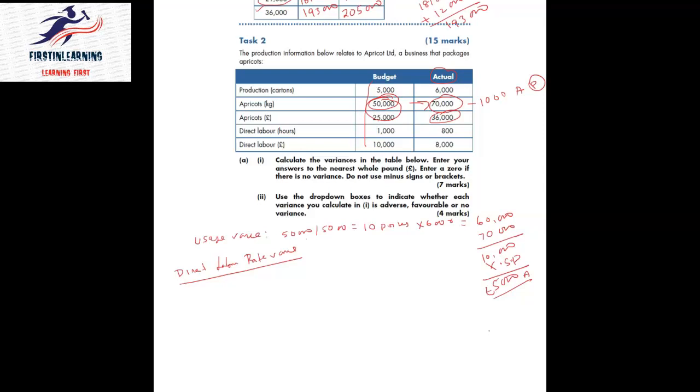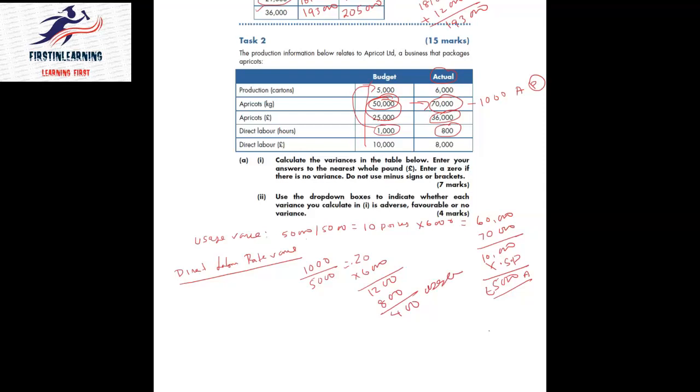So I would say direct labor: 1,000 labor hours we have used to make 5,000 units. So per unit we have used 20 minutes. So for 6,000 units we should use, times 6,000, 1,200. So we should use 1,200, but we actually use 800. So 400 we have saved. That's good. That's for the uses.